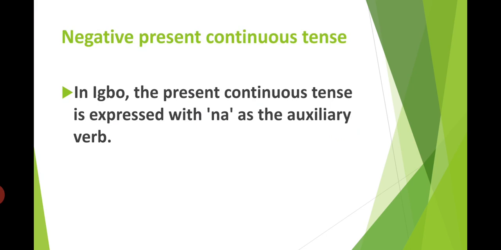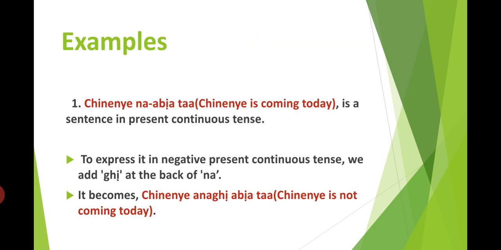Negative present continuous tense. In Igbo, the present continuous tense is expressed with na as the auxiliary verb. In other words, when you want to say something in present continuous tense in Igbo, you put na. Na is the helping verb. For instance, Chinenye na-abịa taa. It means Chinenye is coming today. It's a sentence in present continuous tense. You can see na is helping abịa. Chinenye na-abịa. Chinenye is coming.